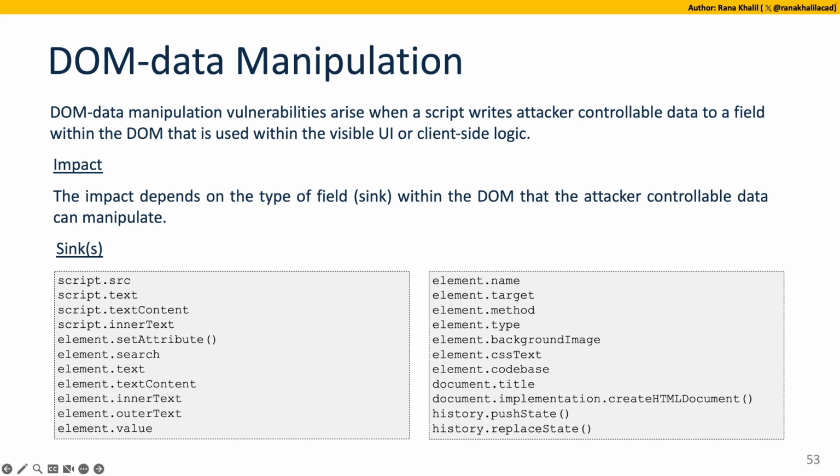At a lesser end, the impact could be just the defacement of the vulnerable application, but in a more severe case, if the sink is the source attribute, then you could potentially perform actions on behalf of the user.